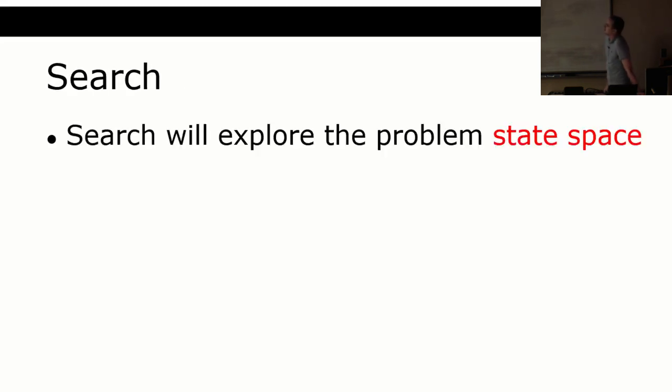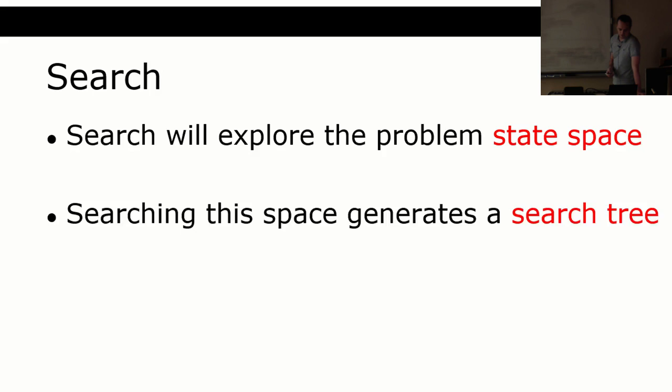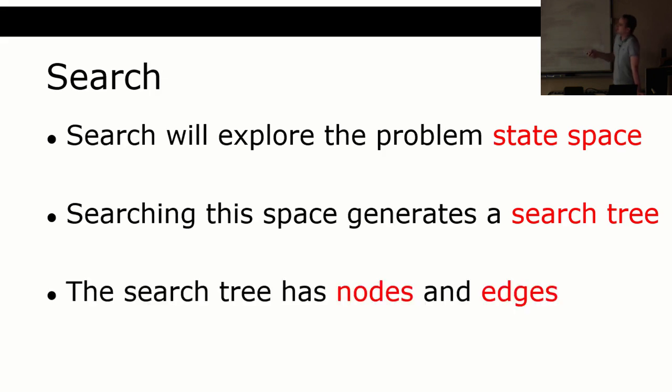And so searching will explore the problem's state space. Remember we talked about state space last time? We'll be moving from state to state in the environment, exploring all the different states that we can cover, and searching the state space generates a search tree. As we search new parts of the state space, we'll be generating a tree, and I'll have an example of that in a bit. And the search tree has nodes and edges.